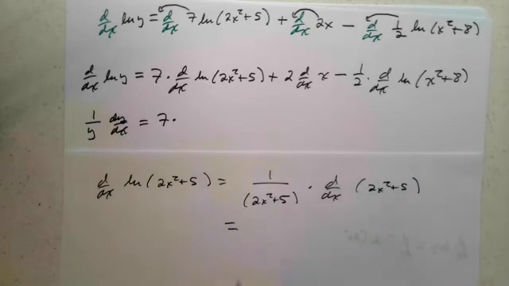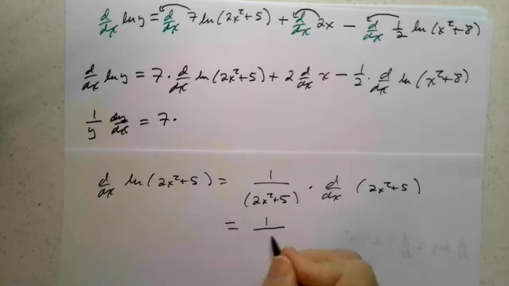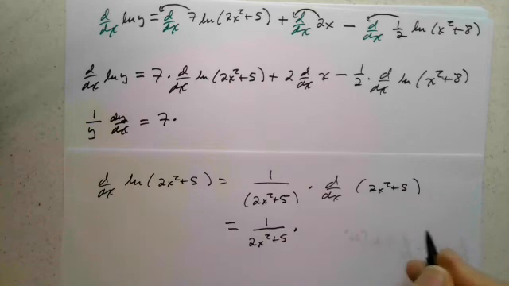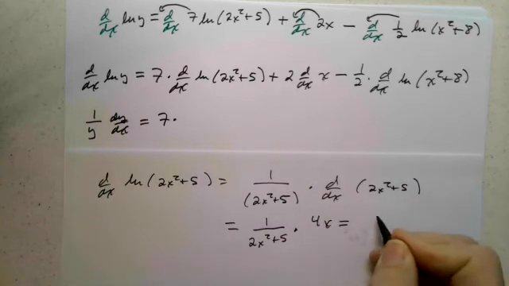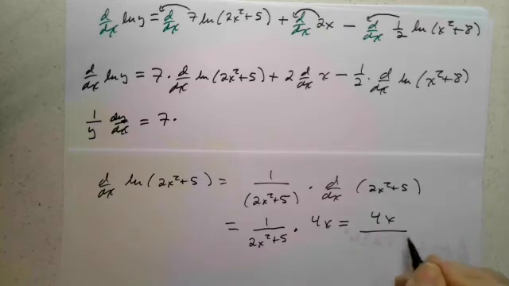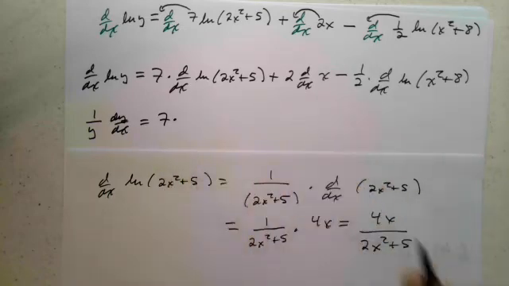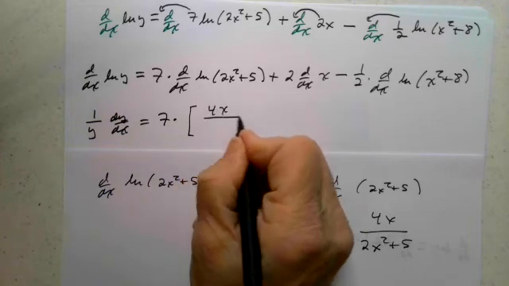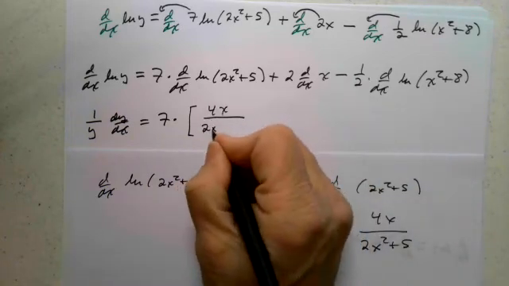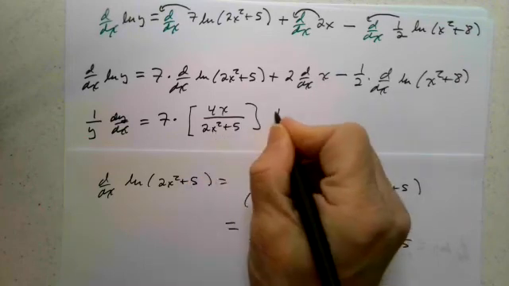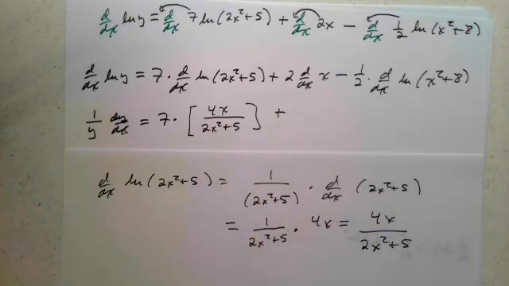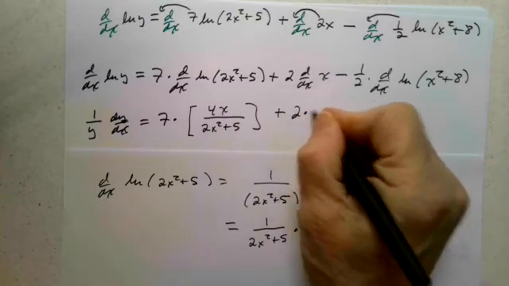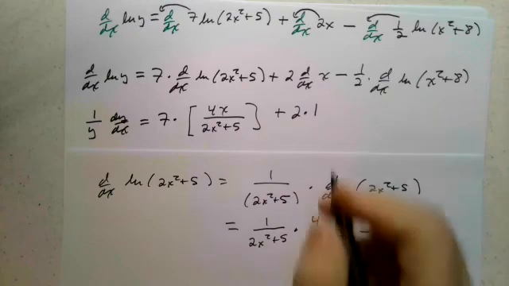So what do we get? We get 1 over 2x squared plus 5 times the derivative of 2x squared plus 5, which is 4x. So we'll simplify that to 4x over 2x squared plus 5. And that's this piece, the derivative of the log of 2x squared plus 5, 4x over 2x squared plus 5. Plus 2 times the derivative with respect to x of x, that's just 2 times 1, of course. The slope of x is 1, or the slope of 2x is 2.